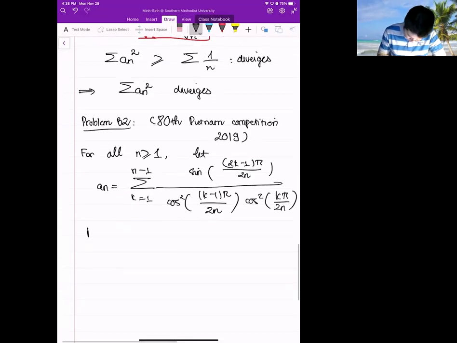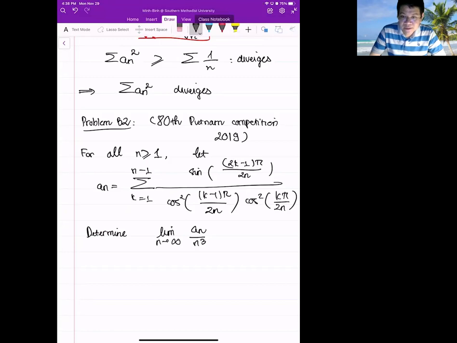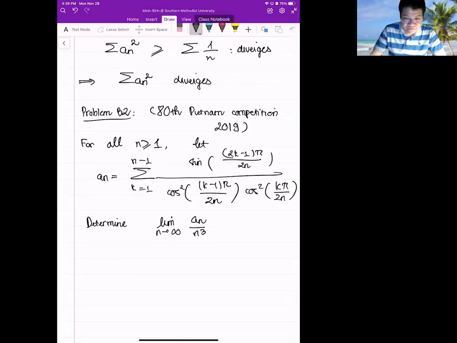We have to determine the limit when n tends to infinity of a_n over n cubed. So this is a very nice problem, and the solution is as follows.